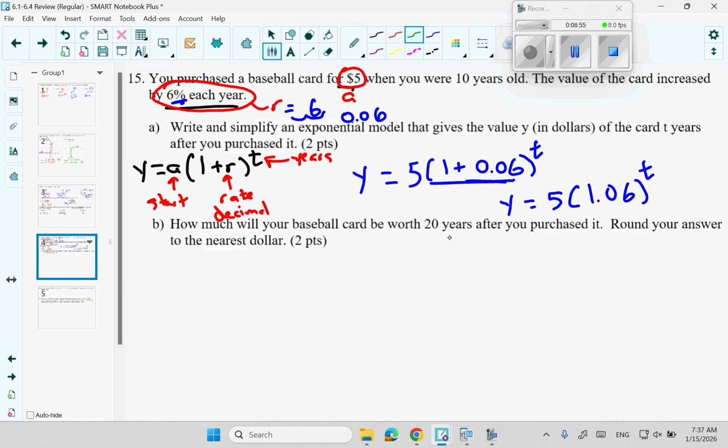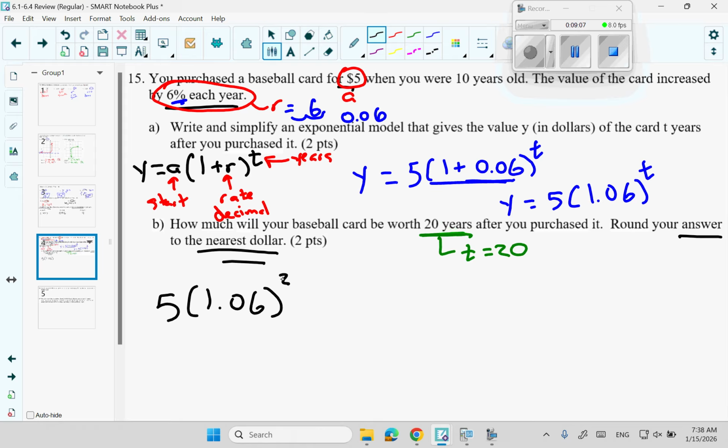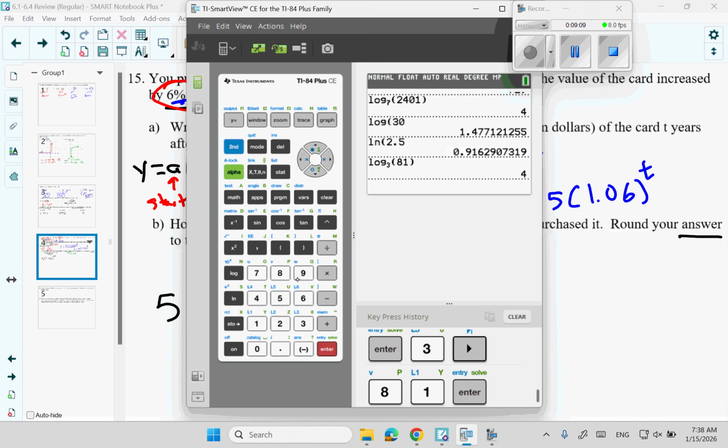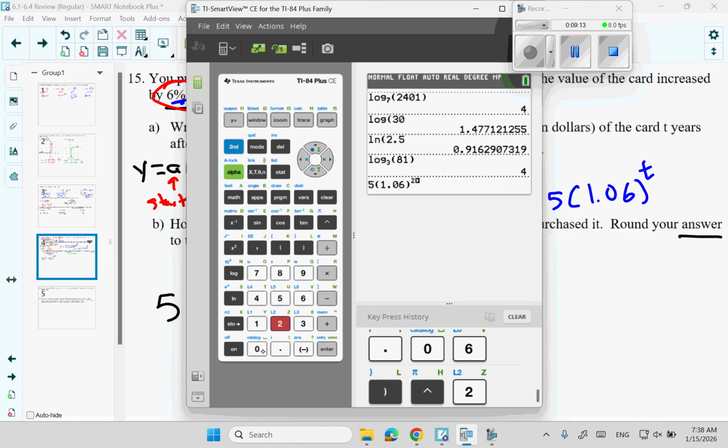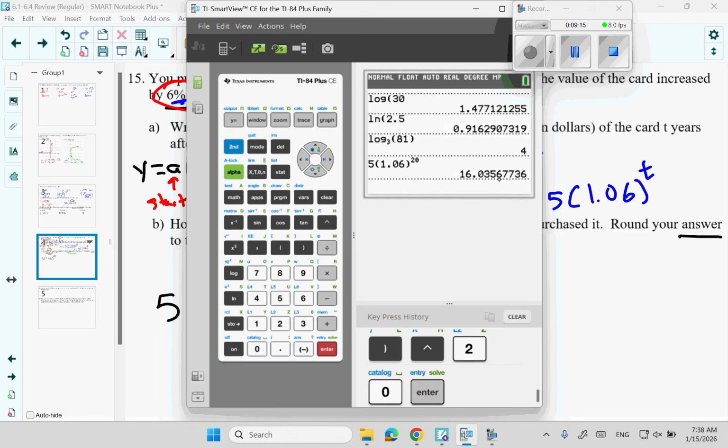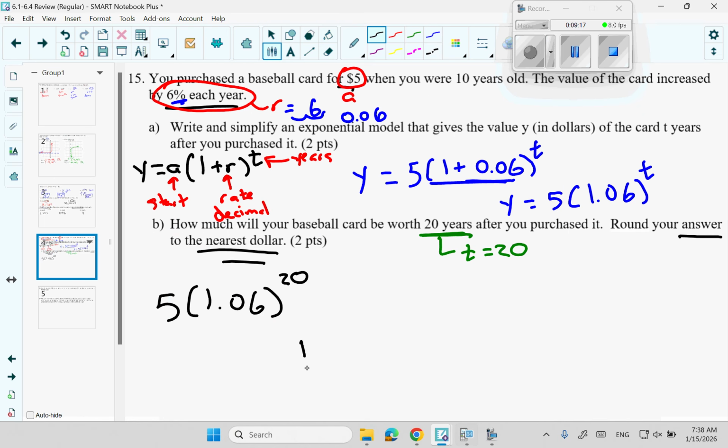And then it says, how much is it worth 20 years after you purchase it? So we're going to plug in 20 for t. And it says, round your answer to the nearest full dollar. So 5 times 1.06 to the power of 20, right into our calculator. So now, nearest dollar would be 16. So I would say $16.